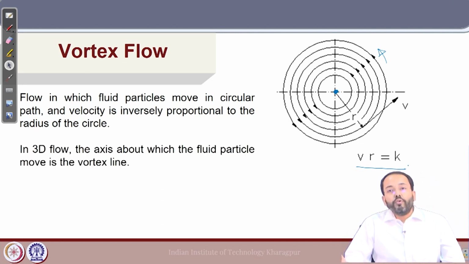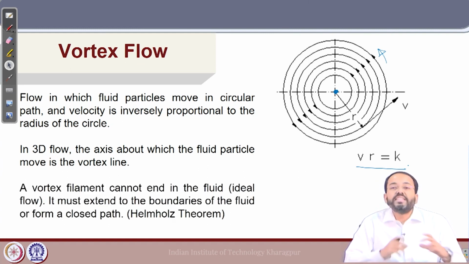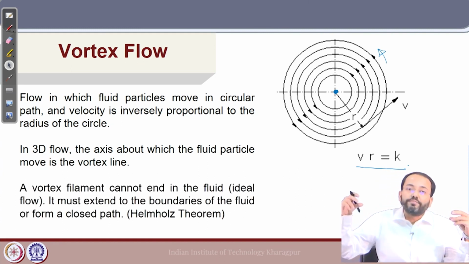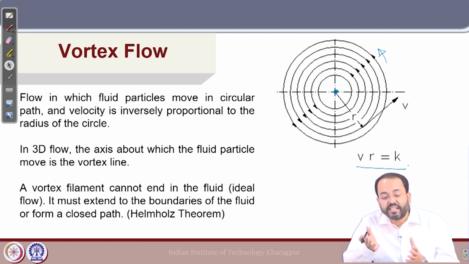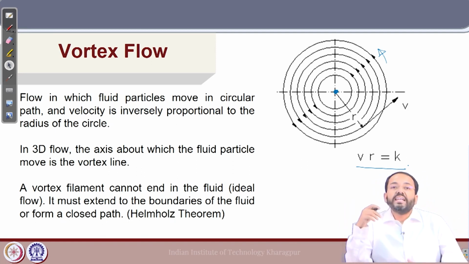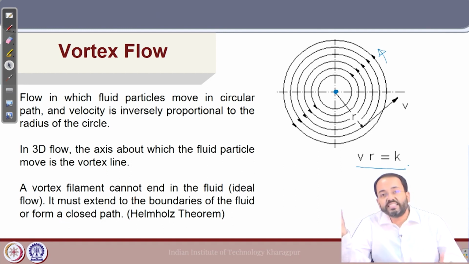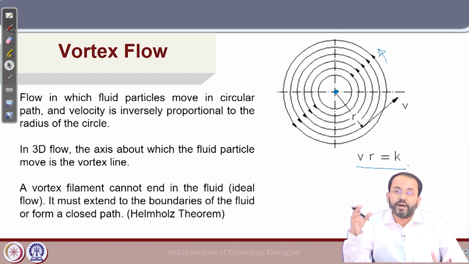In a 3D flow, these fluid particles move around an axis which is called a vortex line, and specially we also call it vortex filaments in 3-dimensional flow, about which the fluid particles move. And a vortex filament in an ideal flow condition cannot end in a fluid. So, it must either extend to the boundary or form a closed path. This is the Helmholtz theorem.